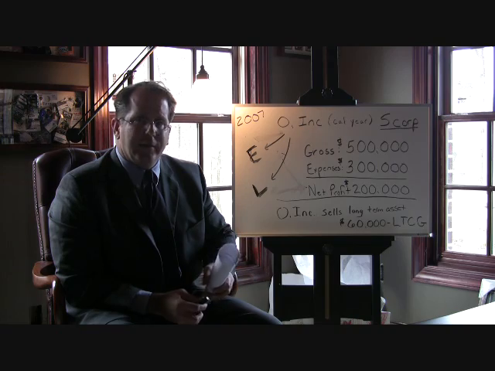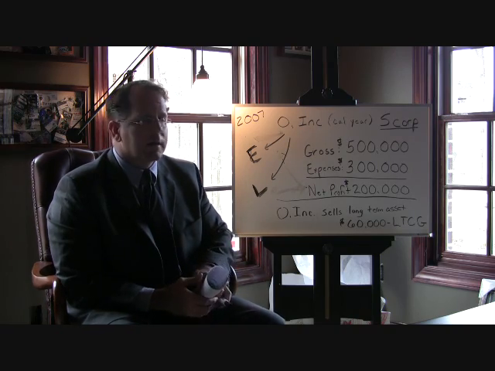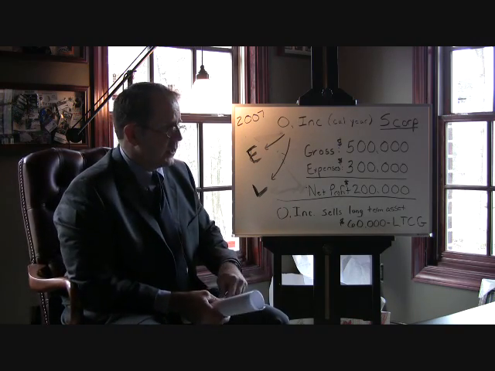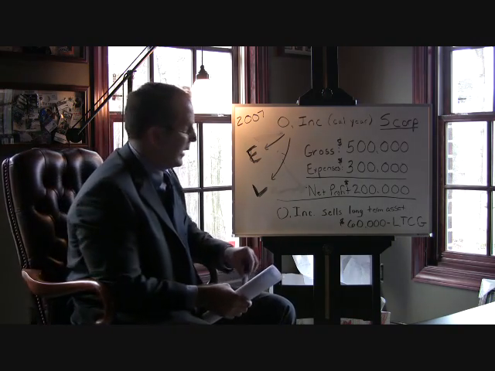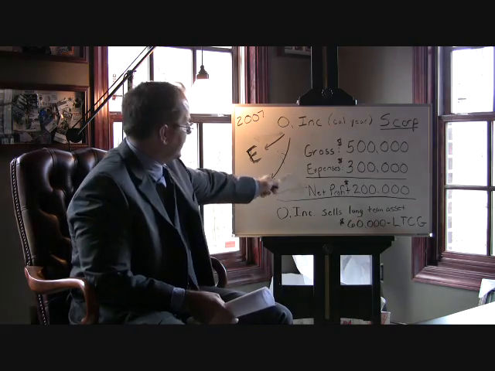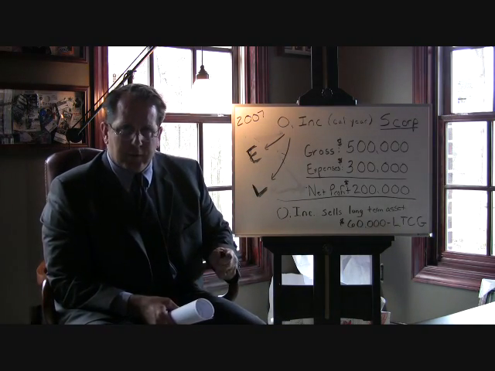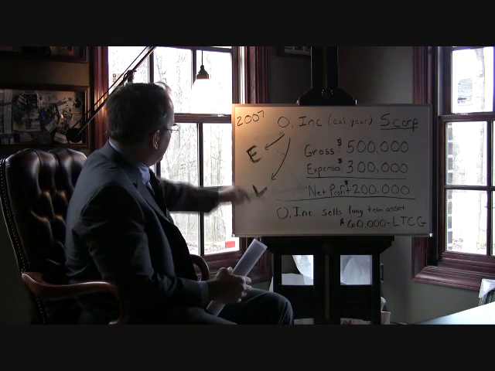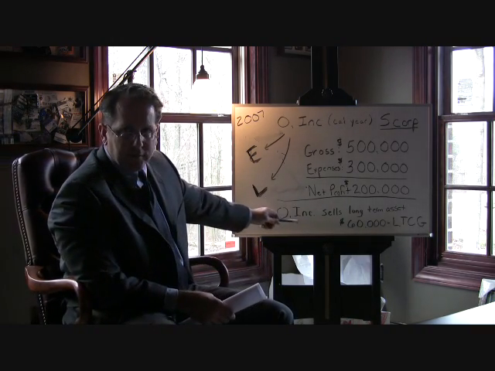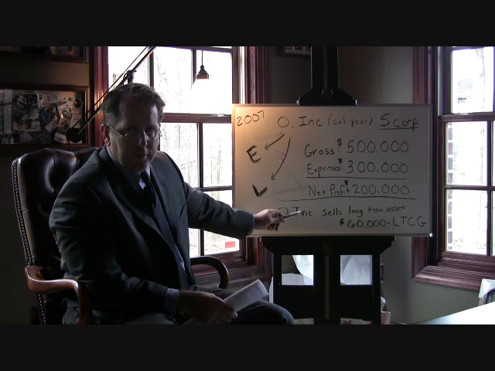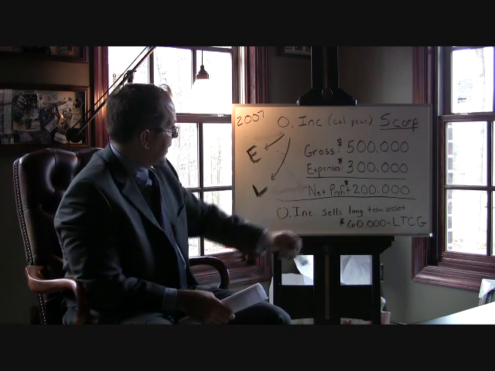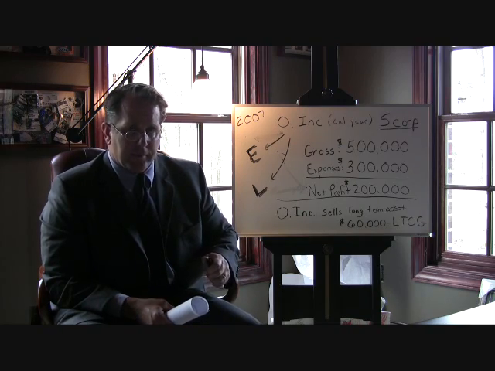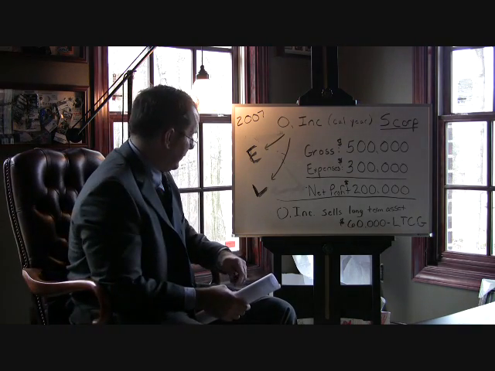S Corps require that each shareholder be treated equally, consistent with their percentage ownership. In other words, there can't be a special allocation. So we have a net profit divided in half if they're equal shareholders. $100,000 is going to be allocated to E to be picked up on E's individual income tax return, 1040. L is going to pick up another $100,000 to ultimately be reported on his or her 1040.